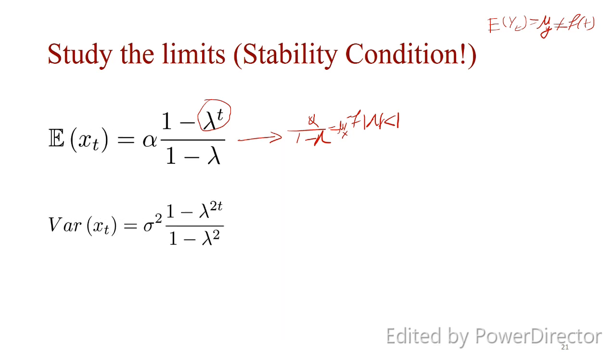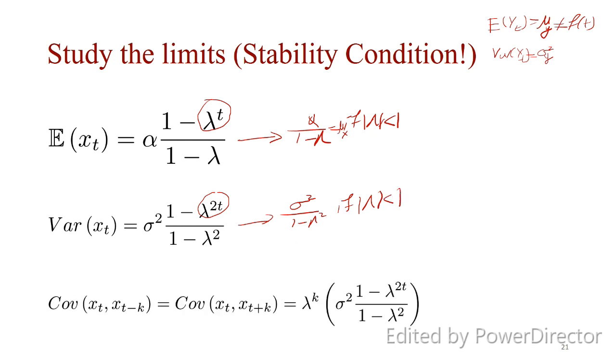When we look at the variance, it is the same principle. As it is a constant, it fulfills the same assumptions of a process that is covariance stationary, which is equal to sigma squared of y, I'm going to call it. And this goes to what? If t goes to infinity, this goes to 0, conditional on the fact that lambda in absolute value is smaller than 1. So this becomes sigma squared over 1 minus lambda squared if lambda in absolute value is smaller than 1.